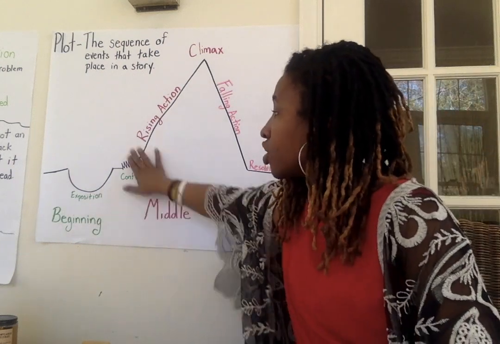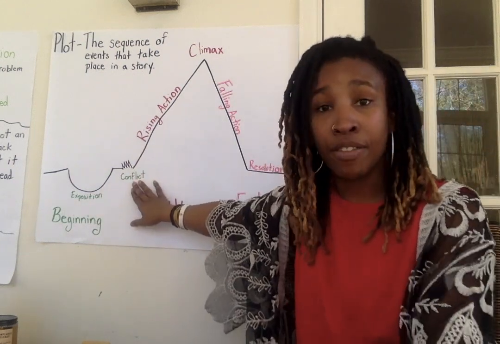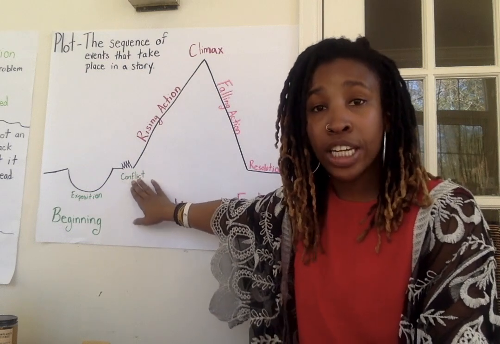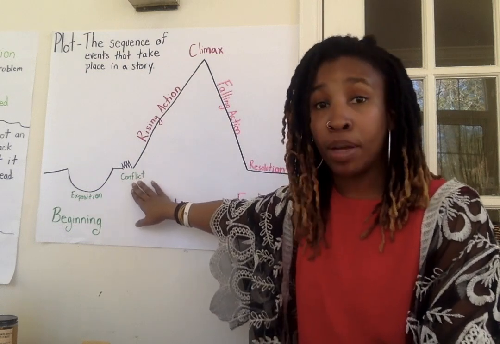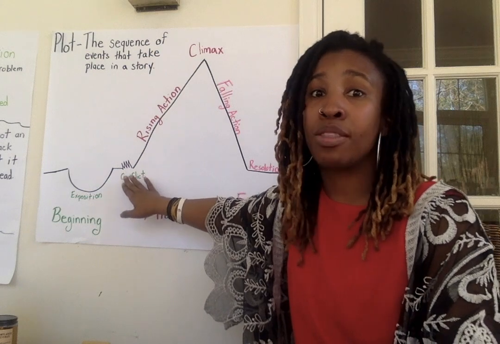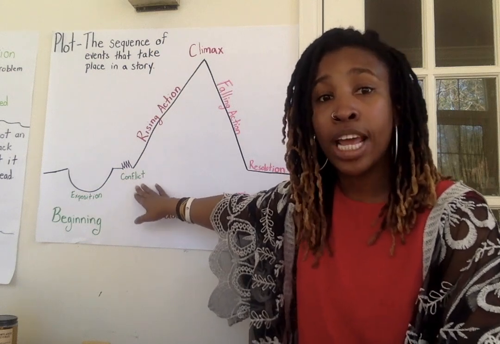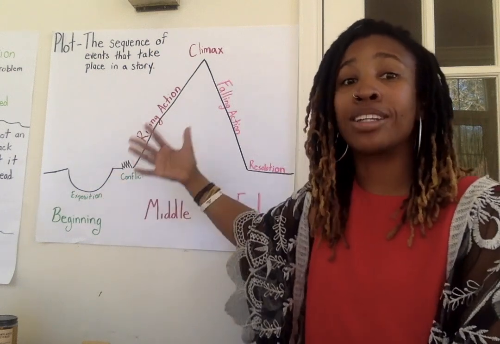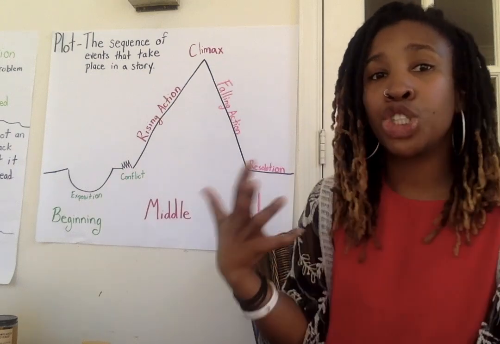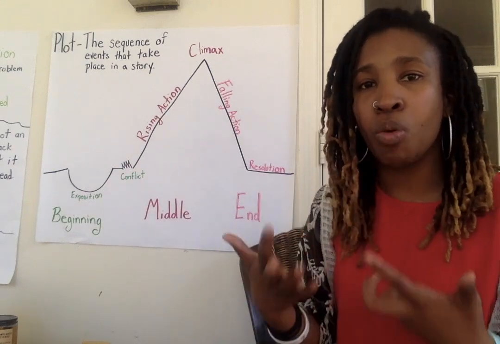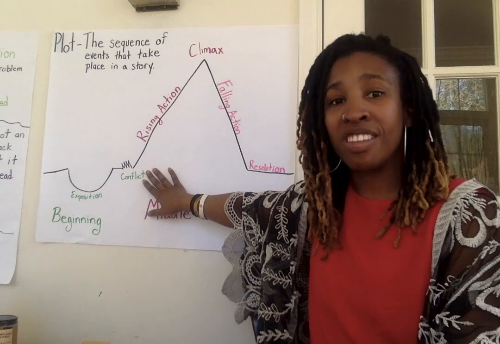Along in the exposition, we usually come across our conflict. That is where we are first introduced with our problem. The reason why the problem is introduced early on is because throughout the story, we're going to see our character grow, change, develop based on their interaction with this problem.